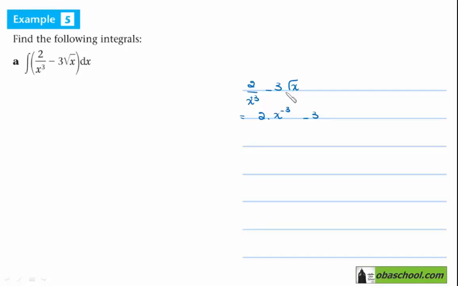We already know the square root of any variable or number means it's to the power half. So now we have the expression with familiar terms: 2x to the power minus 3 minus 3x to the power half. And we have to remember that when we have dy by dx equal to k multiplied by x to the power n, then the integration y is equal to k divided by n plus 1 multiplied by x to the power n plus 1. And again, we have to remember the constant c.